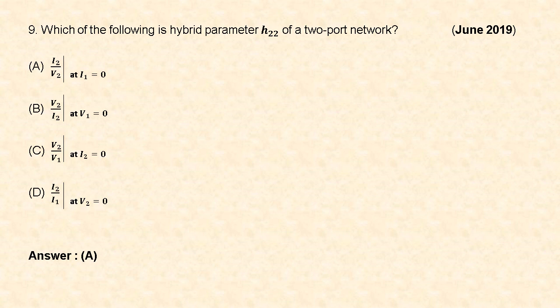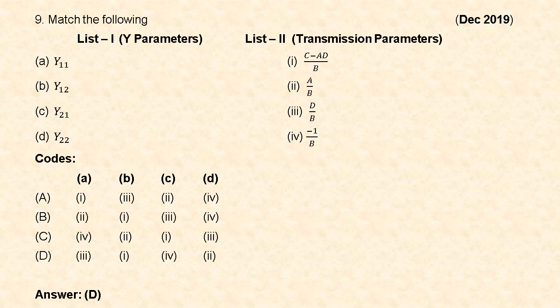Option A is correct. Next question, match the following type. This was asked in December 2019. They have asked Y parameters in terms of transmission parameters. That is Y11, Y22, Y12 and Y21. Here option D is correct. Let us see the solution.